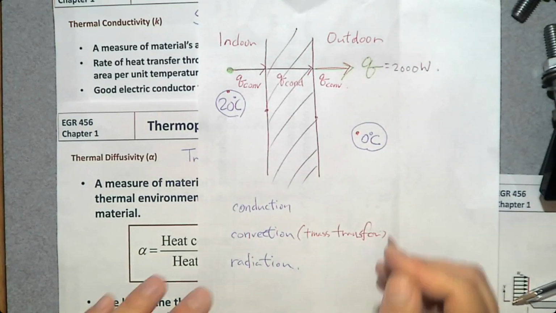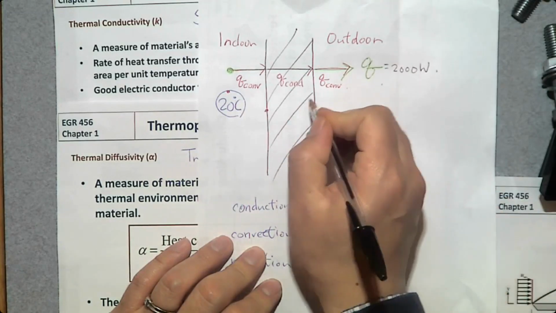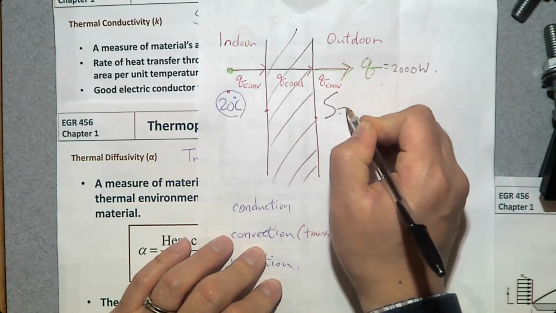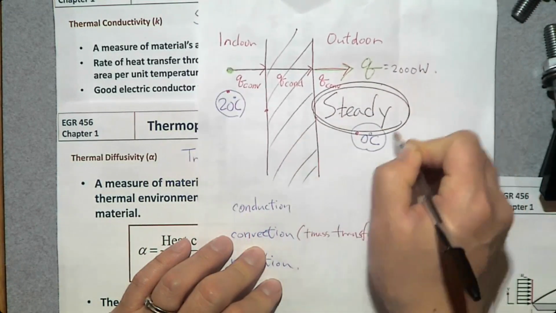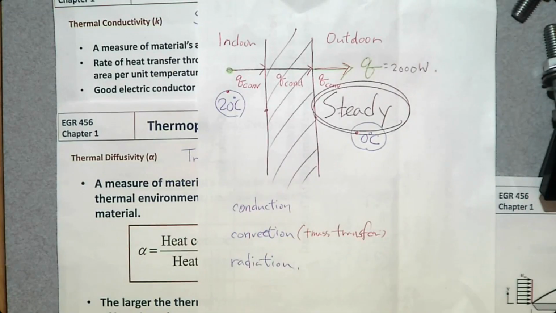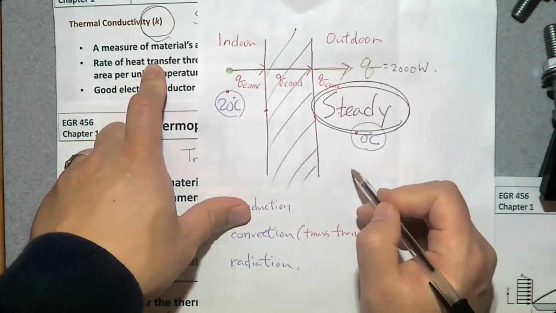Then it is called steady state. Steady heat conduction, heat transfer. When we have steady heat transfer, we use thermal conductivity K.